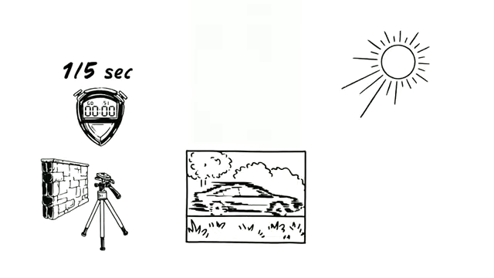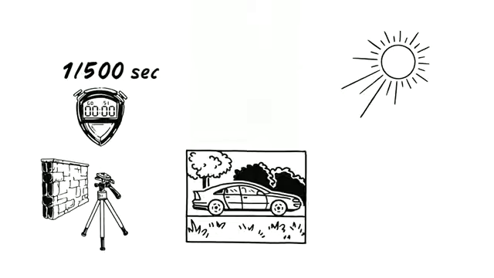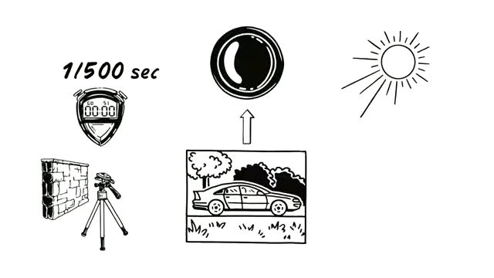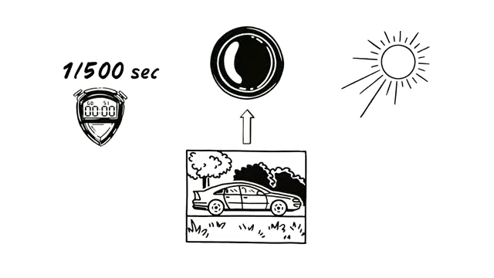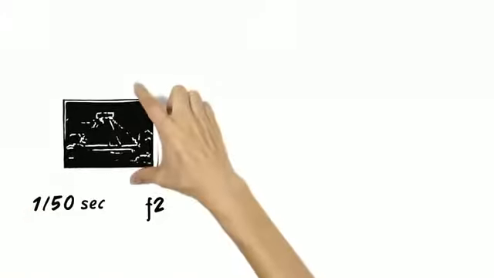But when it's bright out, Mary only needs to briefly expose her photo, so the car comes out nice and sharp. No tripod needed. Mary still isn't quite satisfied. Despite using a wide-open aperture and a long exposure time, the result is still too dark.